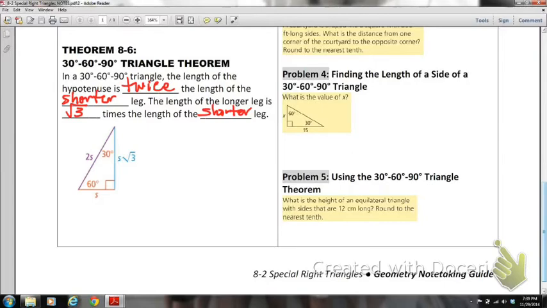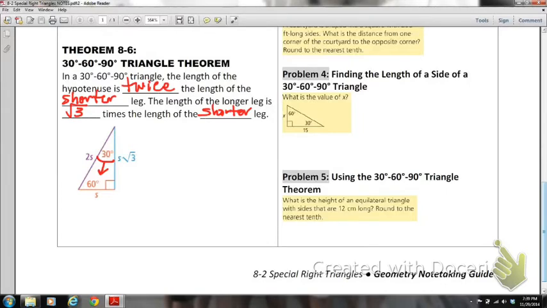Well, what does it mean by shorter leg and longer leg? The shorter leg is always the leg that's opposite the 30-degree angle, because 30 degrees is smaller than 60 degrees. So the shorter leg is going to be opposite the smaller angle. The longer leg is always going to be opposite the 60-degree angle, because the 60 is the larger of the 30 and the 60-degree angles.